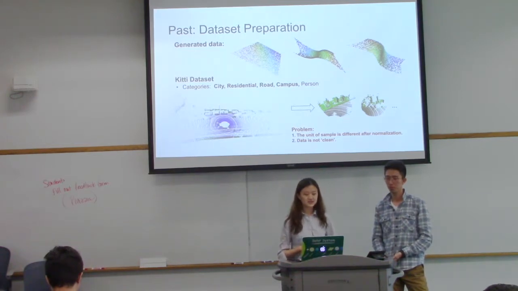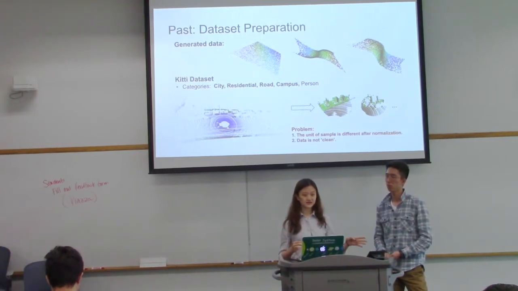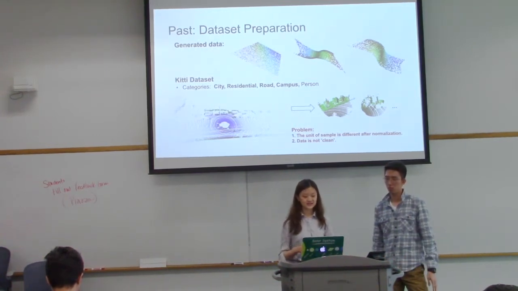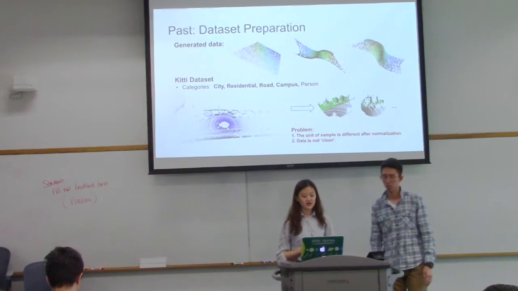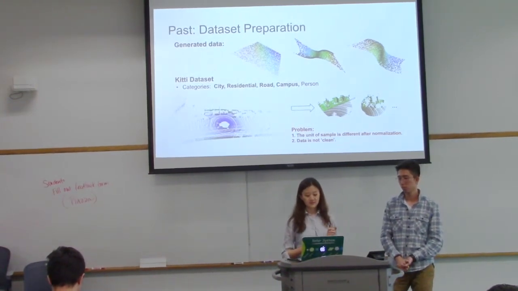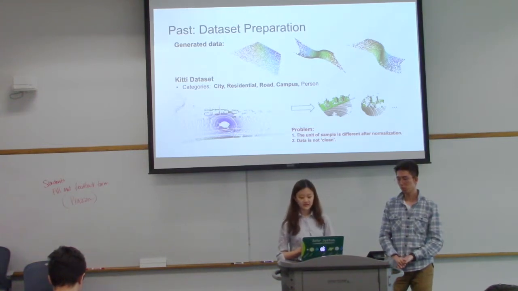Since our final goal is to predict normals for self-driving vehicles, which is a real-world application, we also use real-world data sets like the KITTI data set. We selected 4 categories from this data set and randomly sampled patches from the full sync point clouds. Each point cloud has 4096 points. That's the data process we used in the past.